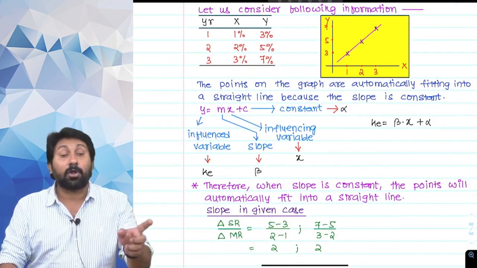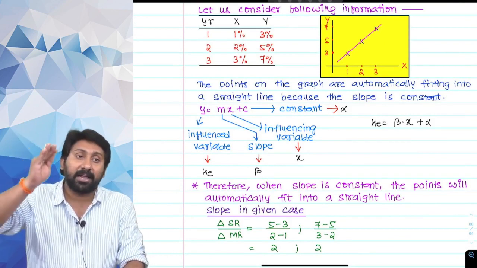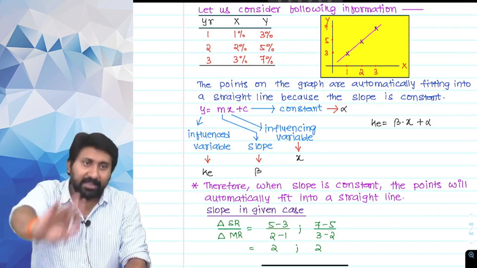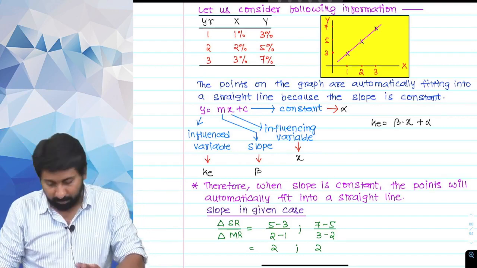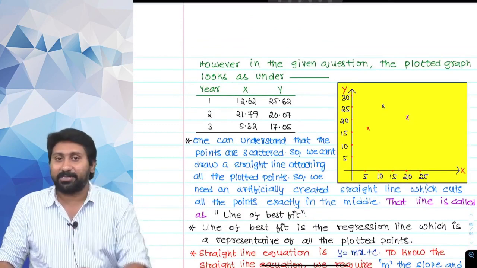If there is a constant slope for the given information, the points will automatically fit into a straight line. You need not put in any additional effort. Automatically, they will fall into a straight line. Okay, that is one point over. But in our given information, how are they?